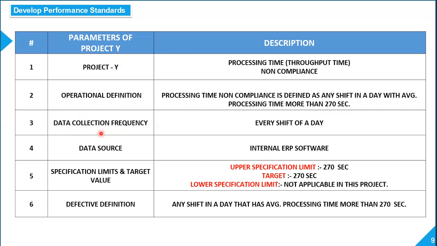Data collection frequency: every shift of the day. So you collect data for every shift for the last 3 months, and for the upcoming months, you're going to collect data for every shift. Are you as a green belt going to collect it? No, you're going to ask your supervisor. That's why the supervisor in a Six Sigma project is a very important individual.